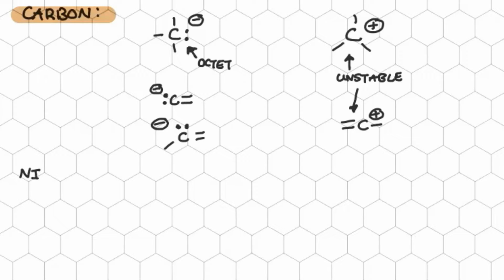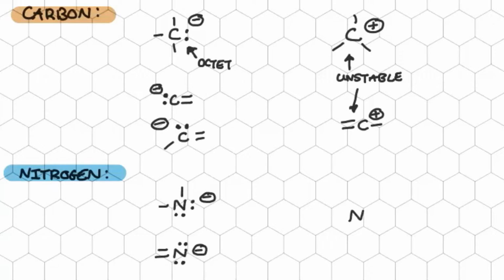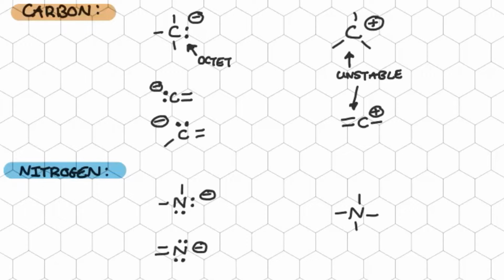Now we go for nitrogen. Nitrogen has overall 5 valence electrons, 1 lone pair and 3 electrons available for either 3 single bonds, a double bond and a single bond, or an overall triple bond. If we add 1 electron to nitrogen, it's going to have 6 valence electrons. Now we're going to have 2 lone pairs and 2 electrons available for either 2 single bonds or 1 double bond.